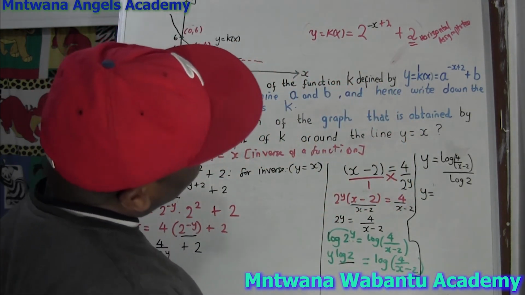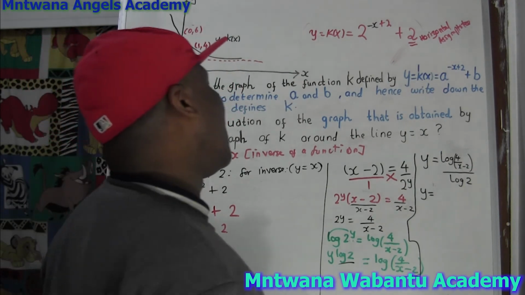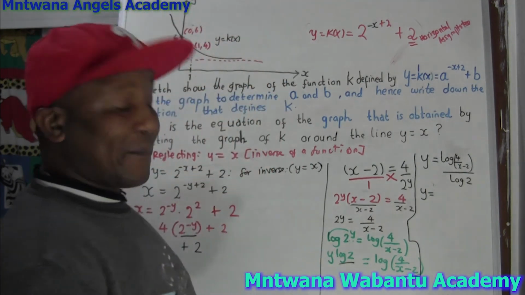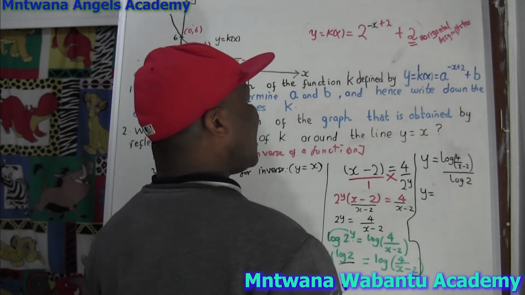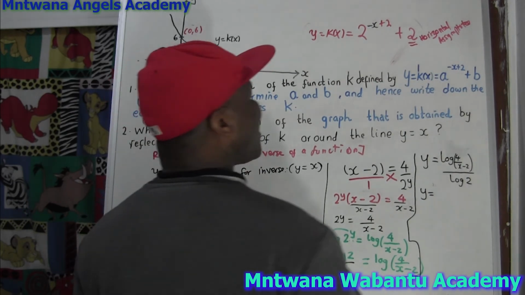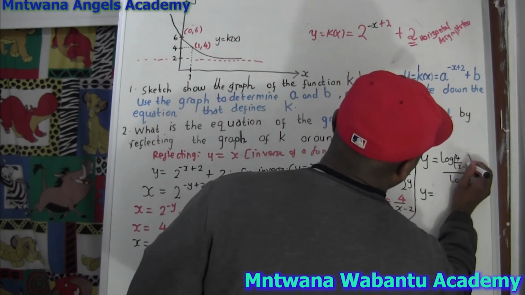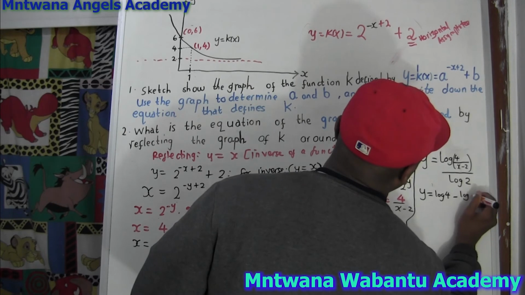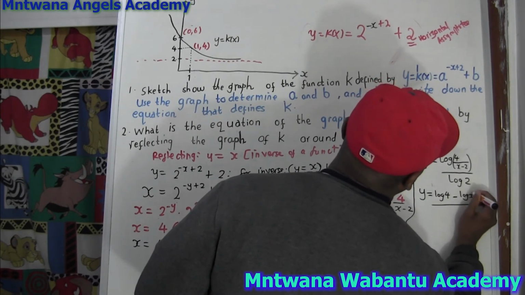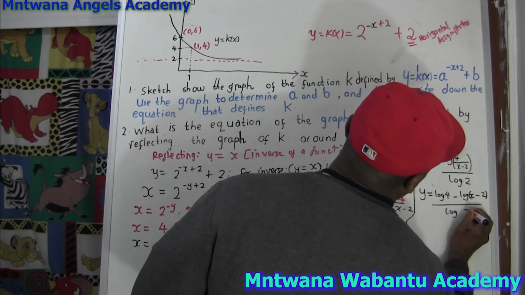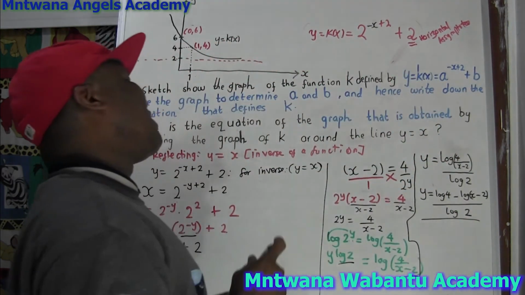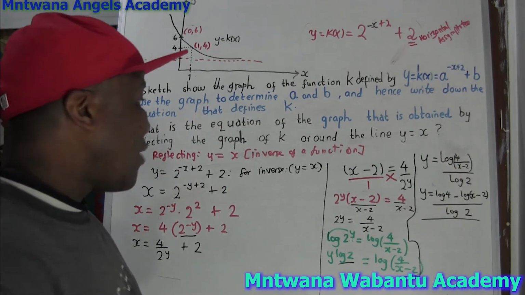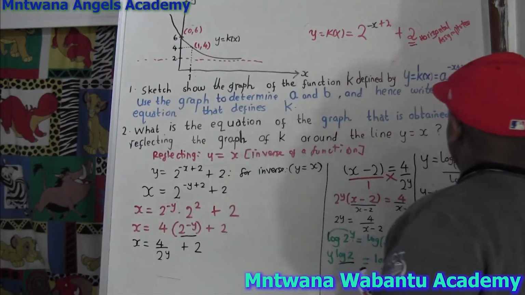Can I simplify there? No, there's no such rule. You cannot. But somebody might say, didn't you say if you have a division we can minus? This one on top, yes you could. You could say log 4 minus log of x minus 2, and then all of this over log of 2. You can't go farther than that. So that will be my final, but I'd rather stick to this.